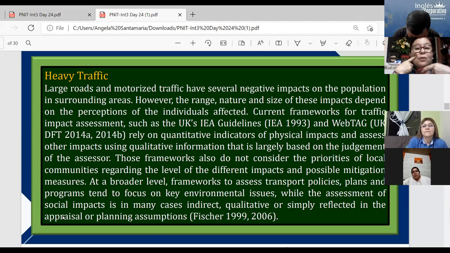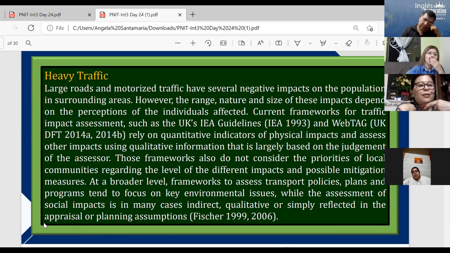Current frameworks for traffic impact assessment, such as the UK's IEA guidelines 1993 and WebTAG, UK DFT, 2014a, 2014b, rely on quantitative indicators of physical impacts and assess other impacts using qualitative information that is largely based on the judgment of the assessor.